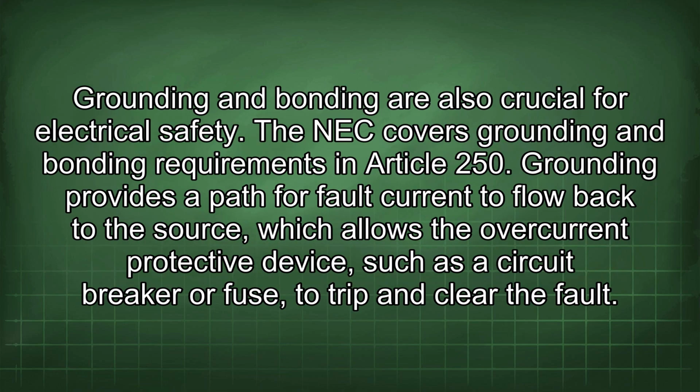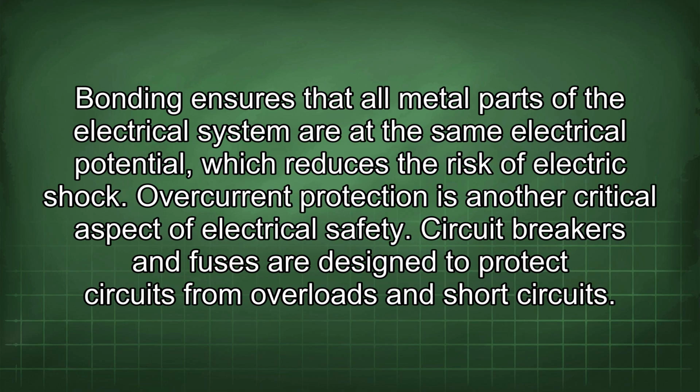Grounding and bonding are also crucial for electrical safety. The NEC covers grounding and bonding requirements in Article 250. Grounding provides a path for fault current to flow back to the source, which allows the overcurrent protective device, such as a circuit breaker or fuse, to trip and clear the fault. Bonding ensures that all metal parts of the electrical system are at the same electrical potential, which reduces the risk of electric shock.